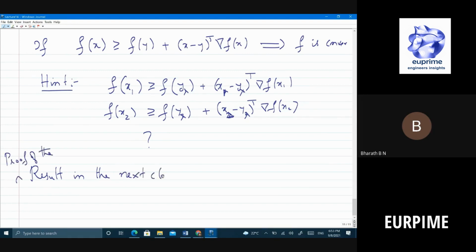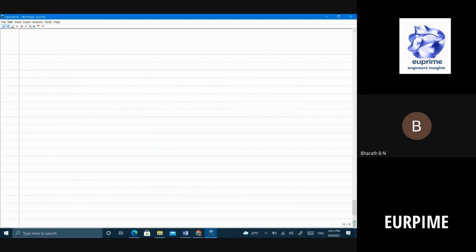Next class. So what is the result? If the Hessian of f is positive semi-definite, it implies f is convex. So that means positive semi-definiteness is both a necessary and sufficient condition for convexity. Why is it important? Let's look at some examples.